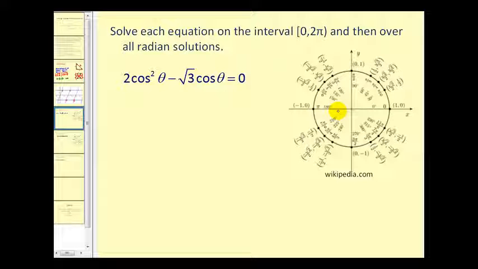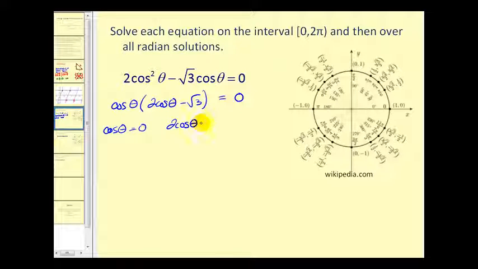Okay, on this problem there's a common factor of cosine theta. So if we factor out cosine theta, you'd be left with 2 cosine theta minus square root 3 equals 0. So if we're multiplying these together, either cosine theta equals 0 or 2 cosine theta minus square root 3 equals 0. This one's already solved for cosine theta. This one will add square root 3 and then divide by 2.